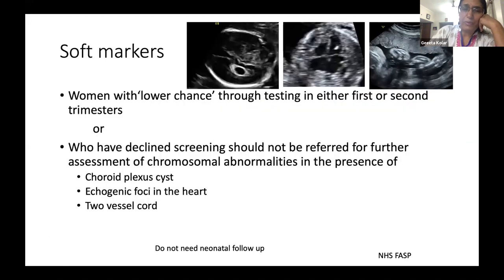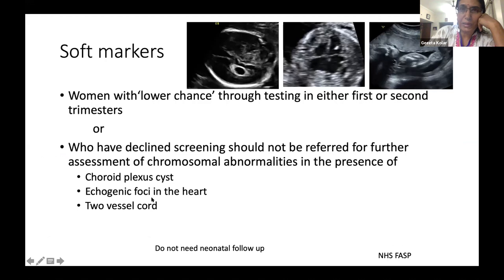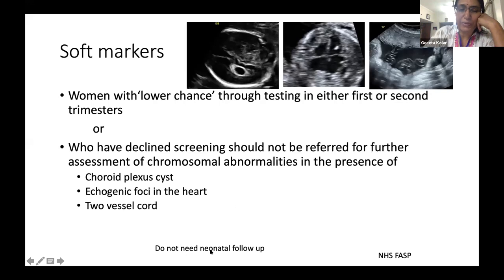So if a woman has had a screening either with quadruple screening or the first trimester screening and I find choroid plexus cyst, intracardiac echogenic focus or a single umbilical artery, there is no need to do anything else. We just do a good targeted scan and leave her alone. And certainly these fetuses also do not need any neonatal follow-up.